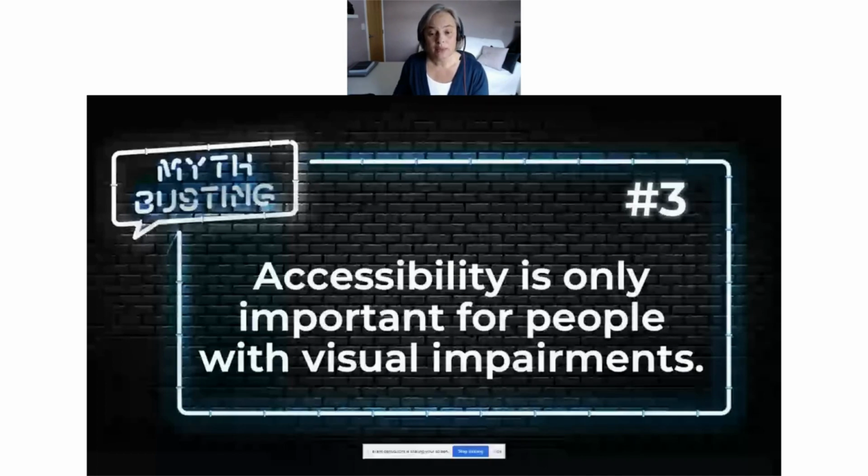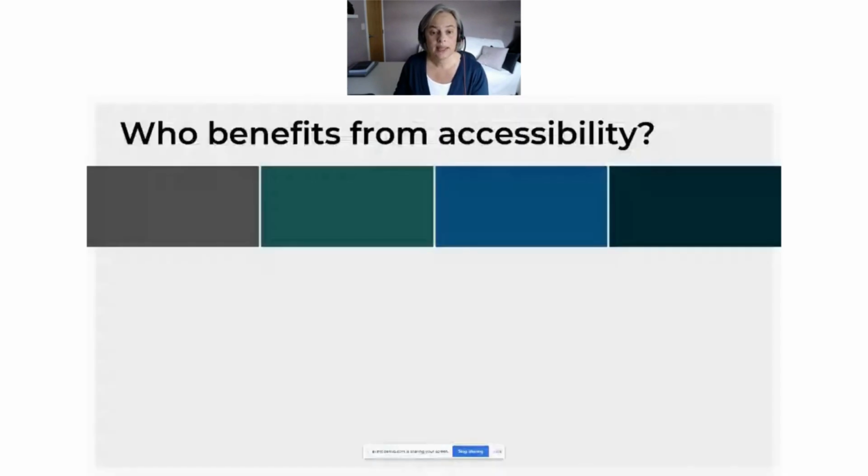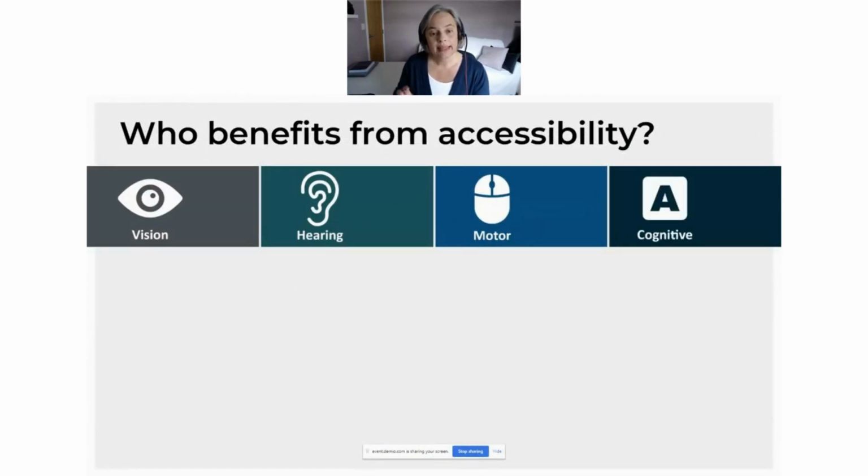So, to tackle this myth, we'll start by looking at the 4 categories which, for ease, we divide digital accessibility into. These are vision, hearing, motor, and cognitive. These are, of course, very artificially neat categories, but for our purposes, I think it's a really useful starting point. Now, in a moment, I'm going to ask you to start thinking again.